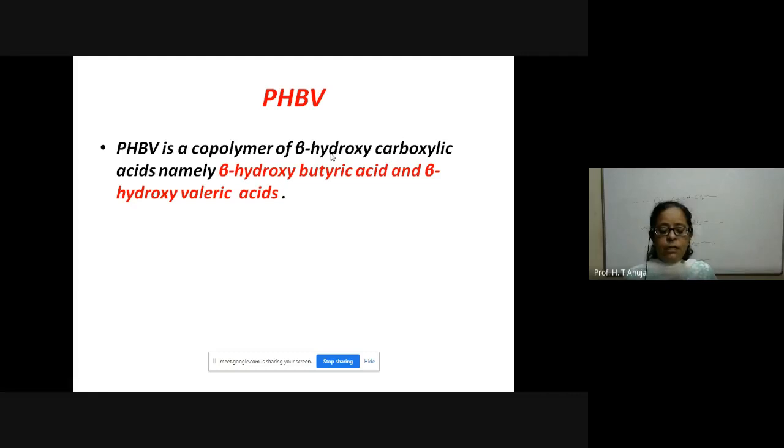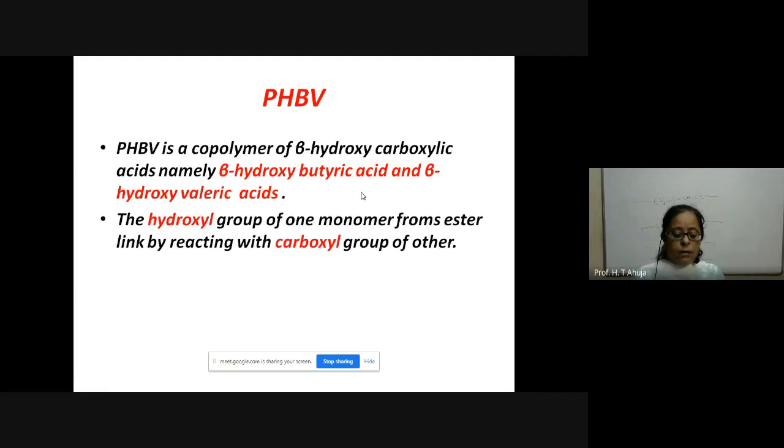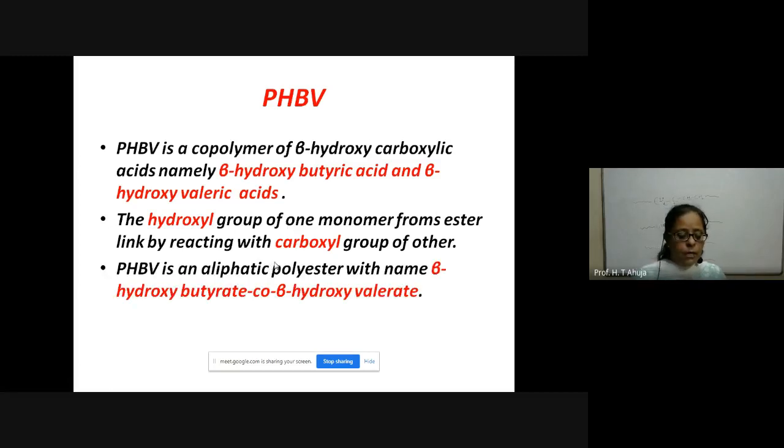Actually, PHBV is obtained from two types of carboxylic acids. One is beta hydroxy butyric acid and another one is beta hydroxy valeric acid. The hydroxyl group of one of the monomers forms an ester link by reacting with the carboxylic group of the other. We'll see the reaction, then you will understand, and I'll make it clear there.